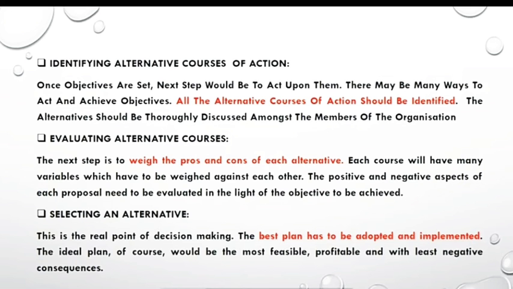The fifth step of the planning process is selecting an alternative. At the real point of decision making, the best plan has to be adopted and implemented. The ideal plan, of course, would be the most feasible, profitable, and with the least negative aspects. Most plans may not always be subjected to mathematical analysis.